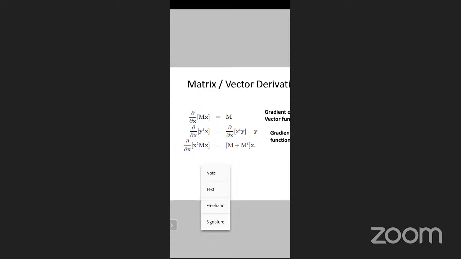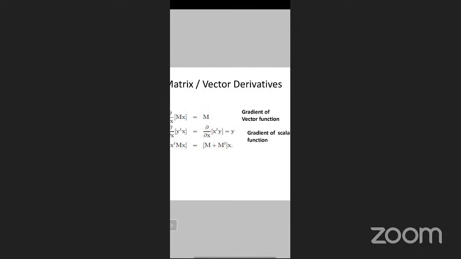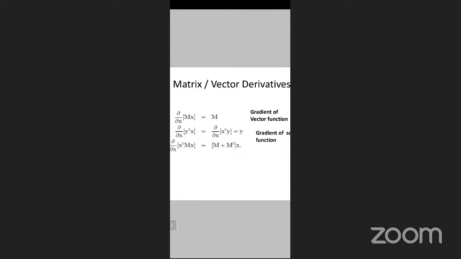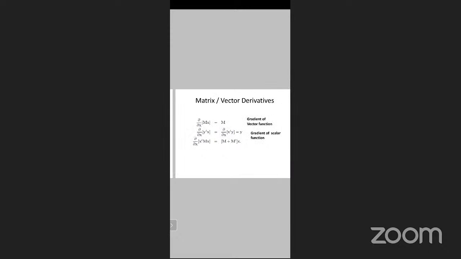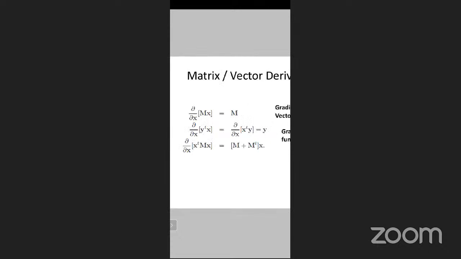Vector. And I'll take dou by dou x of that. So essentially, I'm taking a gradient of a vector function, which is like this Jacobian. So that is equal to M. Then dou by dou x of y transpose x. What is y transpose x? It is a scalar. Inner product, right? So dou by dou x of x transpose y is equal to y.